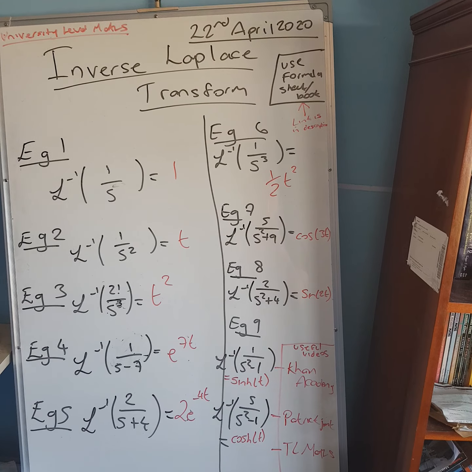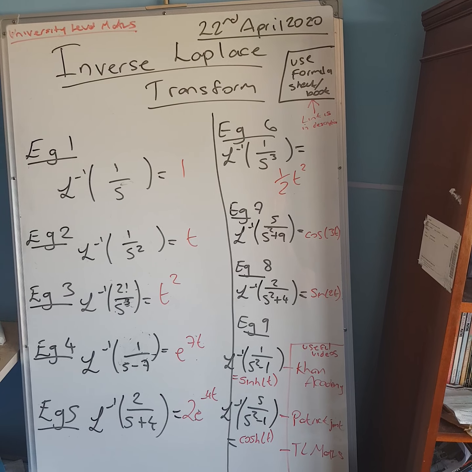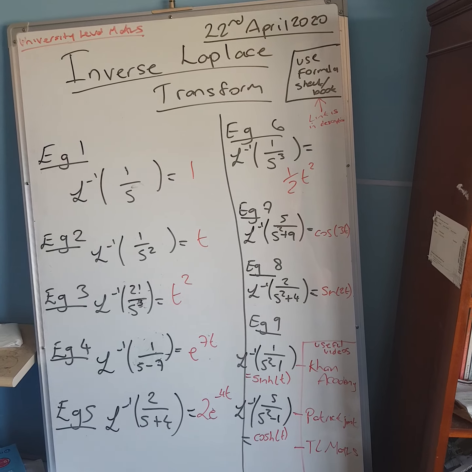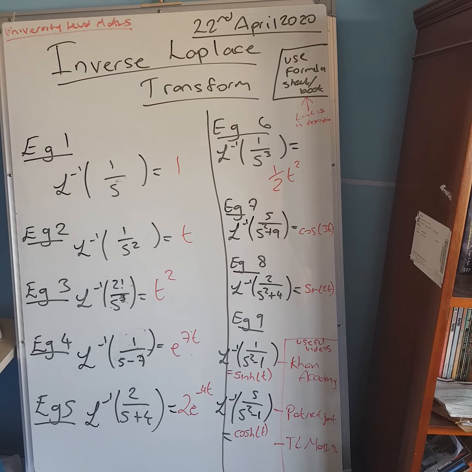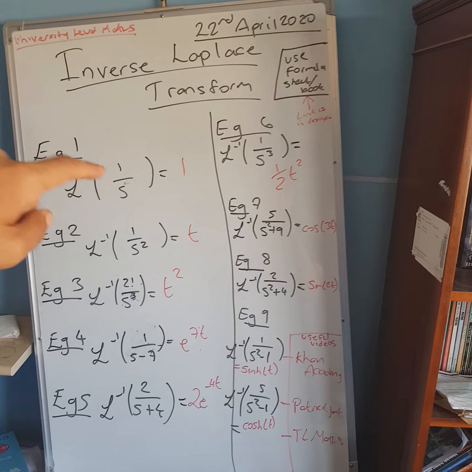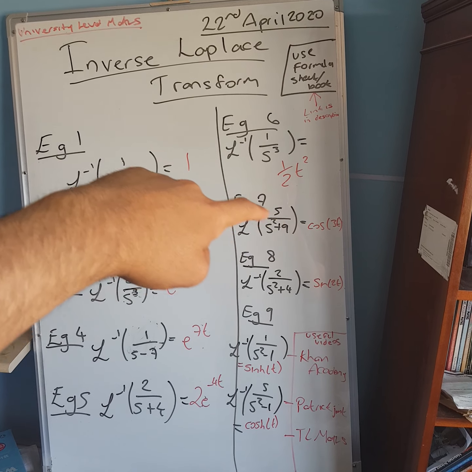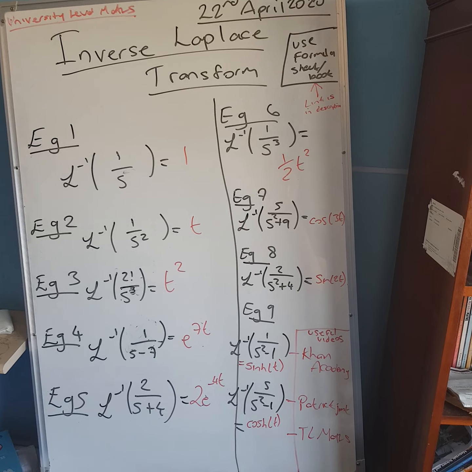Okay, example 7, guys. The inverse Laplace transform of s over s squared plus 9. Sorry, that isn't s there, guys. Sorry about my handwriting. It'll be cos 3t. If it was a number on top of here, it would go on as a multiplier, if that makes sense.